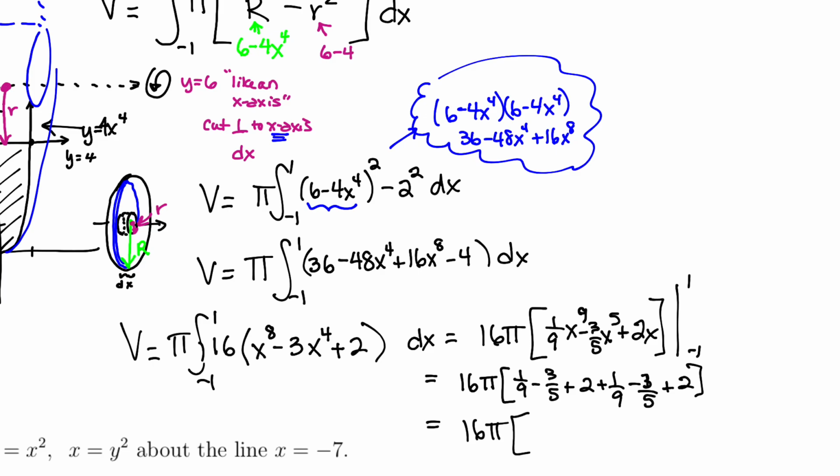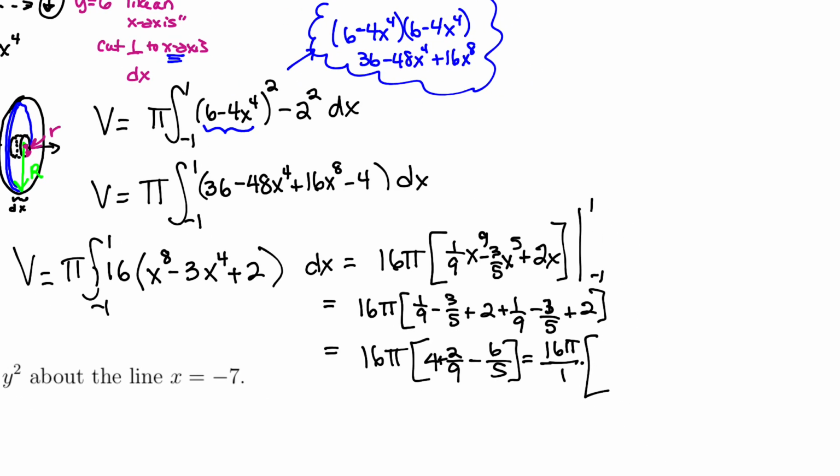We're only working out one of these today. I'm not going to work out all these. So that's 4 2/9 minus 6/5, which is going to give us 16 pi times 4 times 45 is 180, plus 10 minus 54, all over 45.